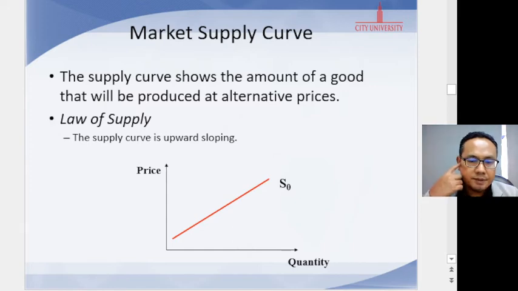In the previous section, we focused on demand, which represents half of the forces that determine the price in a market. The other determinant is market supply. So now we move to the market supply curve. If you compare with the demand curve, this supply curve is upward sloping. The supply curve shows the amount of a good that will be produced at alternative prices.